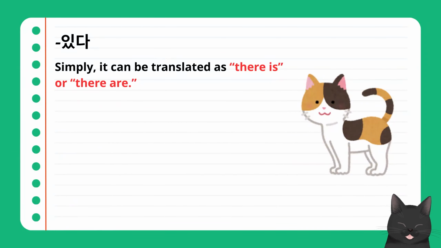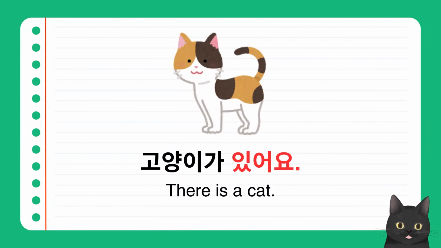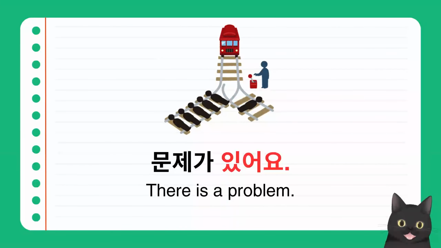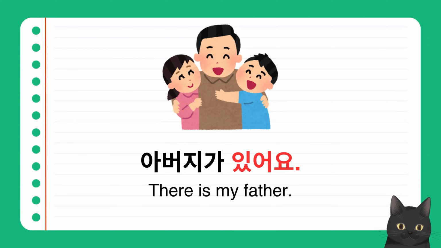Now let's see some examples. 고양이가 있어요. It means there is a cat. As you can see in this sentence, the verb 있다 is used with the verb ending 어요. 문제가 있어요. It means there is a problem. 아버지가 있어요. It means there is my father.